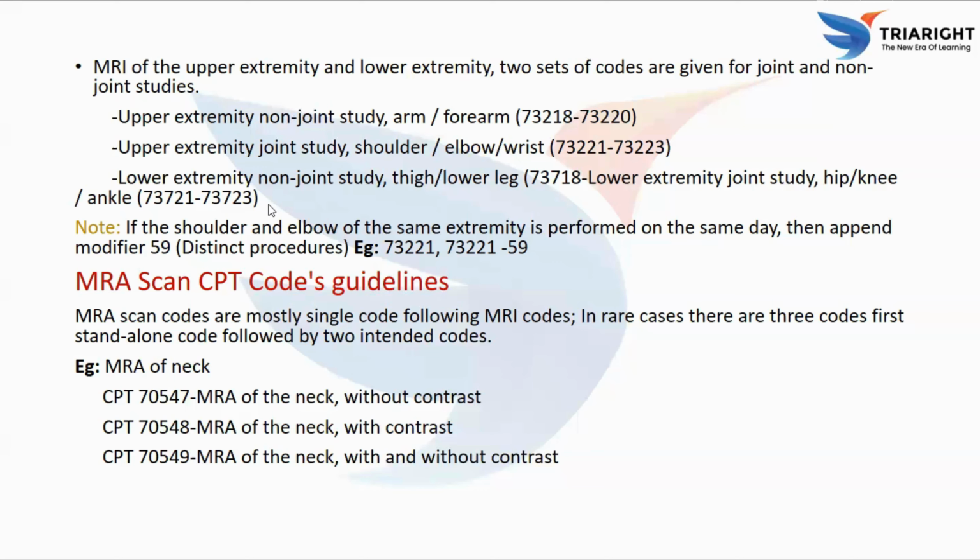So here note regarding modifier 59. Here is a scenario: MRI of shoulder and elbow, same extremity, same day.